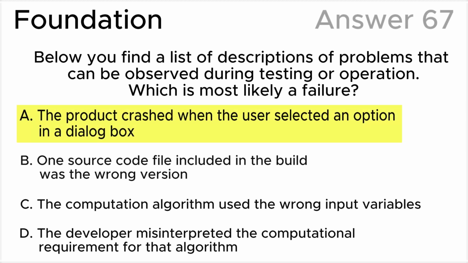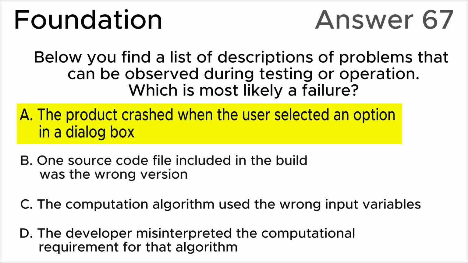Correct answer is A. The product crashed, then the user selected an option in a dialog box. A failure in software testing or operation refers to an observable incorrect behavior or malfunction of the software. This statement describes a clear and observable issue where the product crashes, making it the most likely scenario representing a failure. All the rest of the answers are wrong.